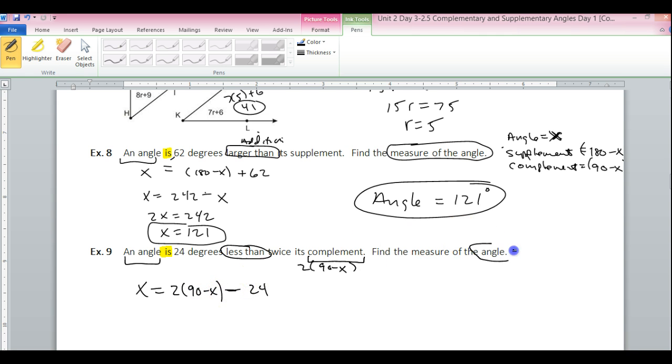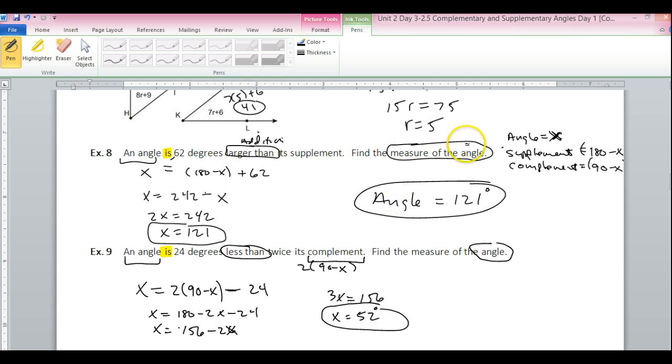Find the measure of the angle. Do the same thing. Solve for x, and that will give you the measure of the angle. So x equals 180 minus 2x minus 24. Combine like terms. X equals 156 minus 2x. Add the 2x to both sides. 3x equals 156. So x equals 52 degrees.